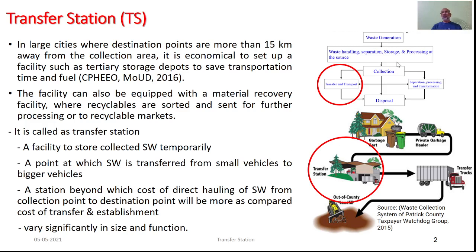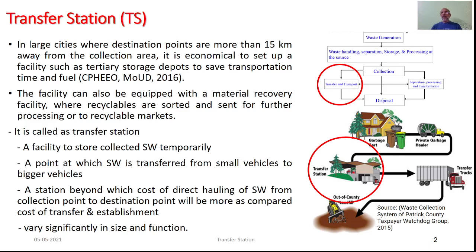In the last few presentations, we had just focused on the collection activity. So after knowing most of the features associated with this particular collection activity, we can move to the next functional element, which is transfer and transport.